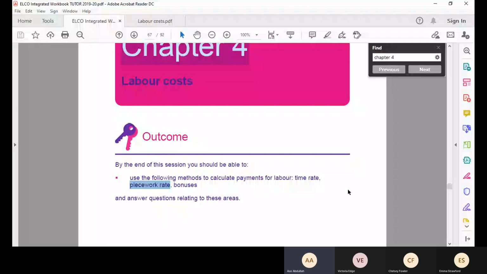And the third one is bonuses. Bonus is paid depending on your performance, depending on your customer service, for example, or depending on your attendance. So these are the bonuses. Sometimes the bonus is applied to everyone. So in terms of the time rate, piece rate, or bonuses, most of the questions relate to these three areas.